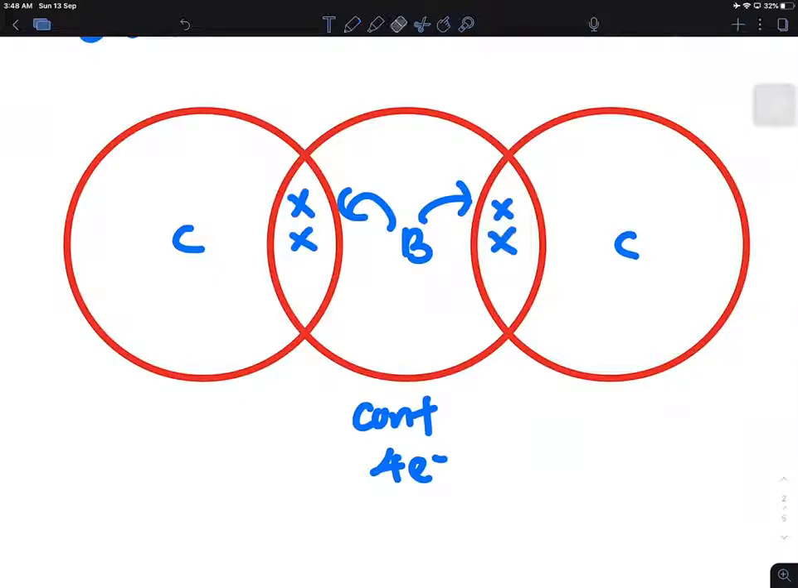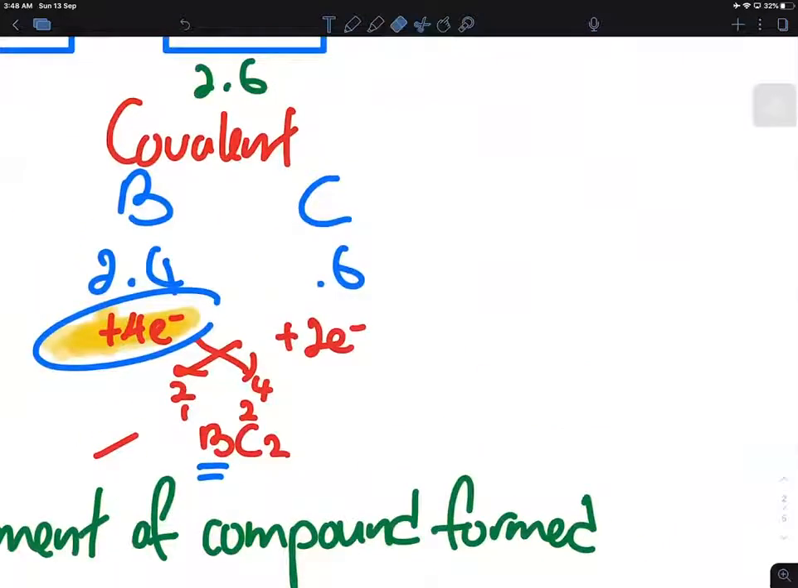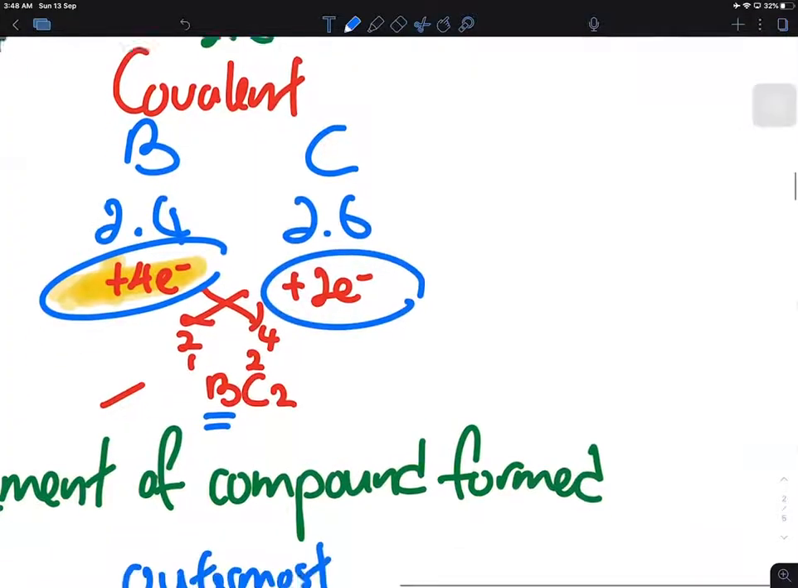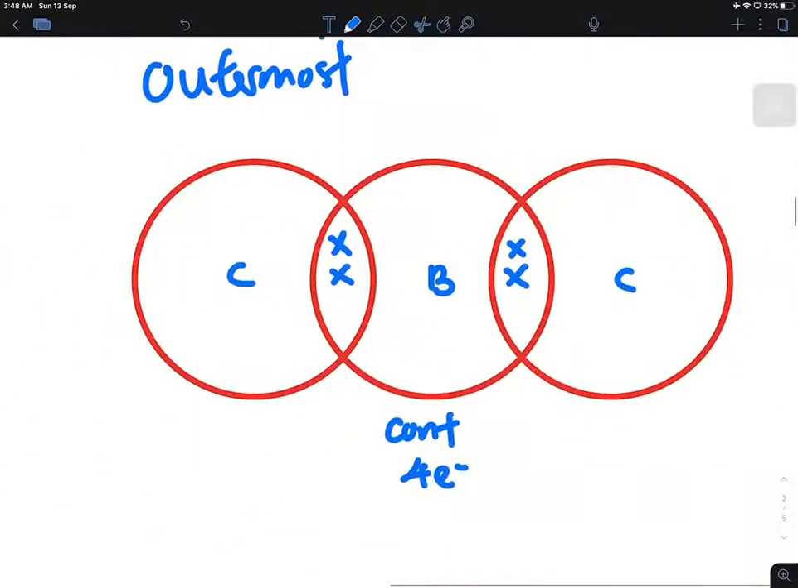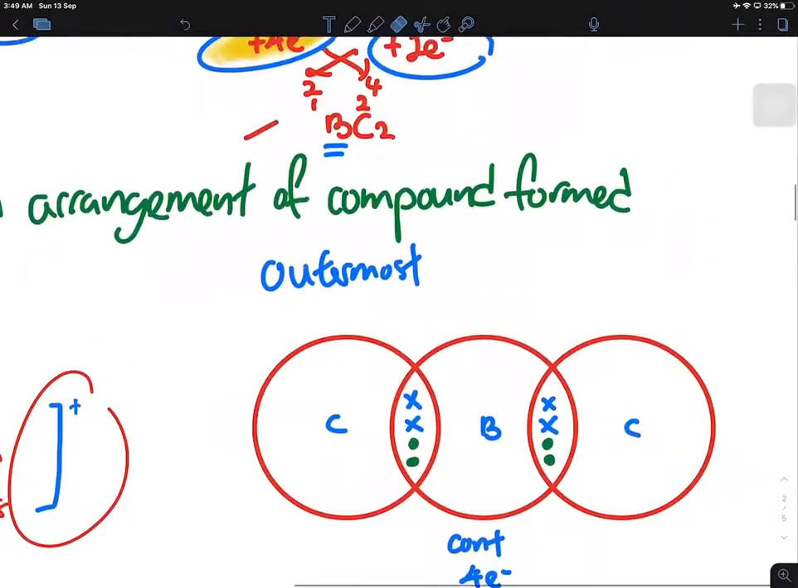And then next, atom C needs 2 electrons. So each atom C will contribute 2. Let me use a different color. So C needs 2, so it contributes 2. 2. Okay, so this is how you fill up the part where they share electrons.